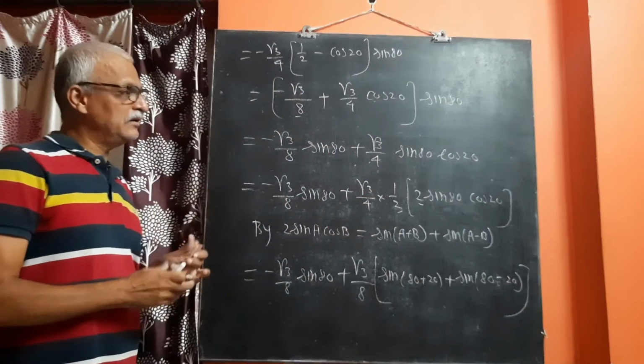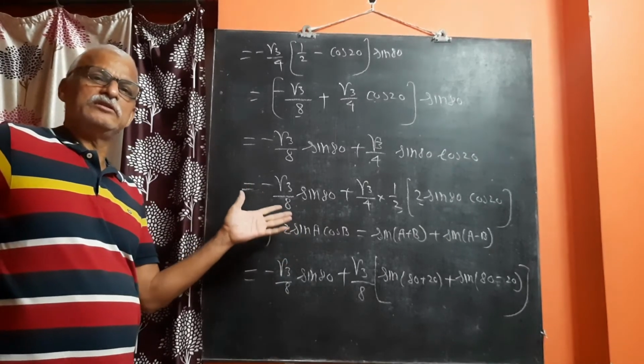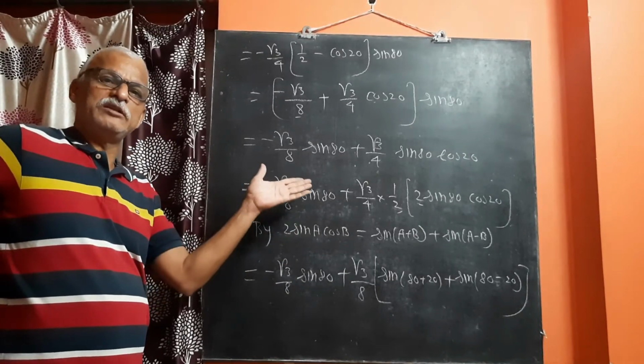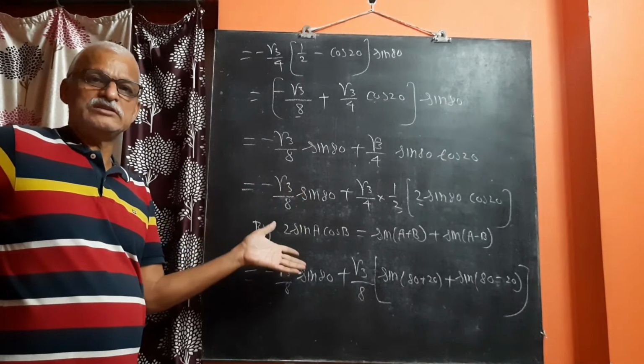See, it's a lengthy sum. There are a lot of adjustments, that means multiplication by 2 and division by 2, and you have to apply the product-to-sum formulas 2 times.